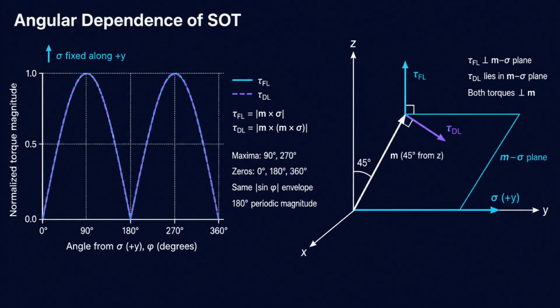Both torque components vary with magnetization direction. For fixed spin polarization along Y, the torque magnitudes oscillate as magnetization rotates. The field-like and damping-like components are always perpendicular to each other and to the magnetization. Understanding this angular dependence is essential for designing switching schemes and interpreting experimental measurements.